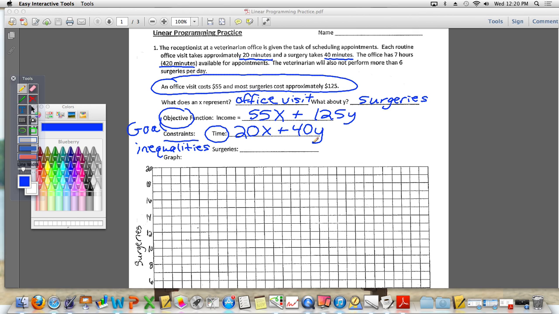Do I have to use all 420 minutes? No. So it has to be less than or equal to 420 minutes. So we do less than or equal to 420. That's all we can do with time.